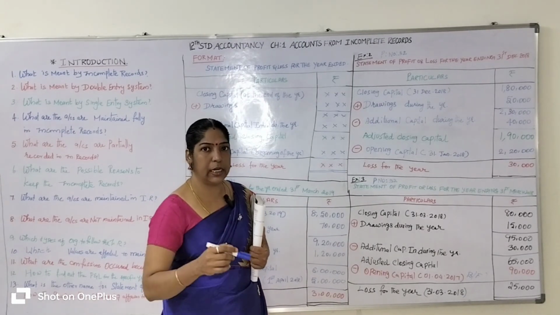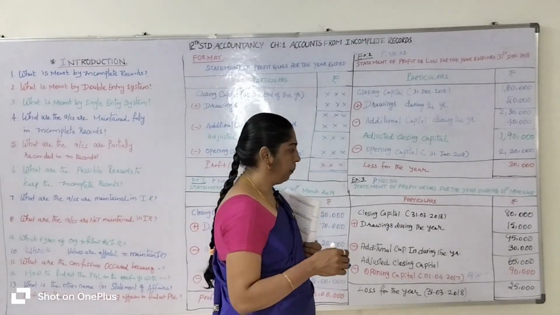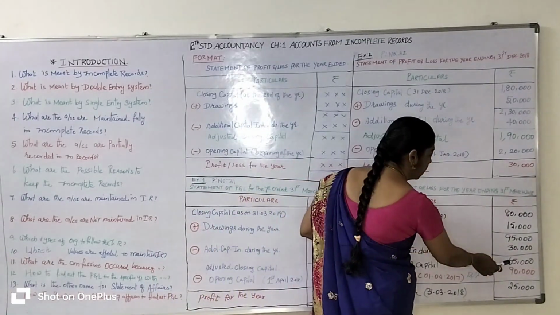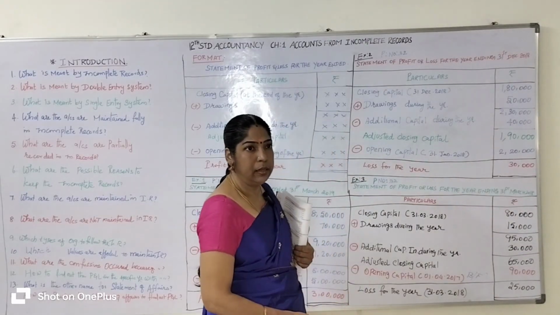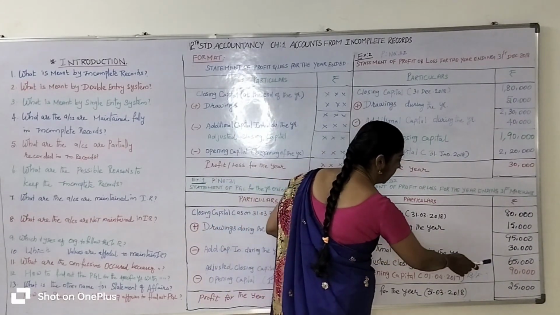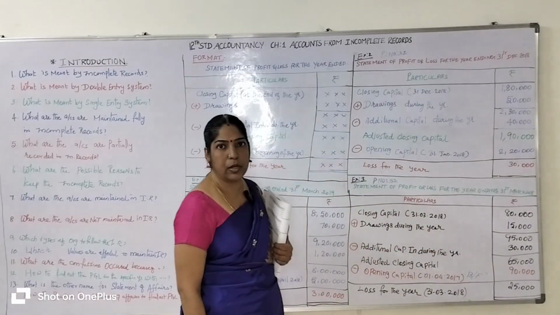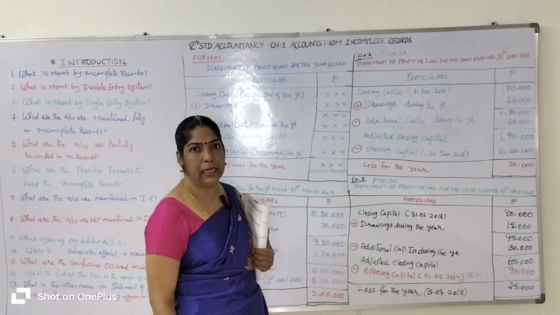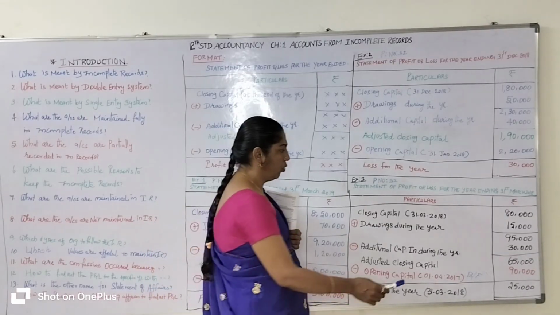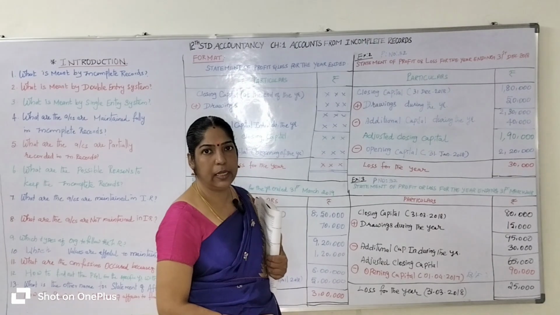We can cross check it. How can you cross check whether it is right or wrong? Listen, the adjusted closing capital value is 65,000. Then, as per the format, we subtract the adjusted closing capital from the opening capital. 90 minus 65, you get 25,000. Is it a loss or profit for the year?